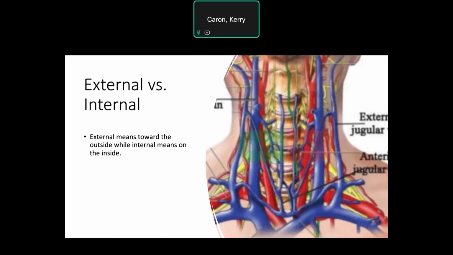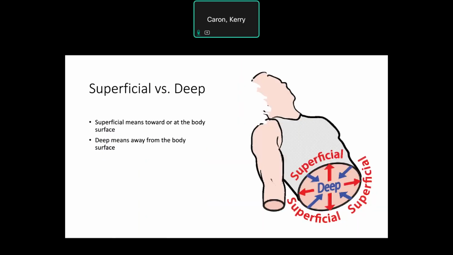External means toward the outside, where internal means toward the inside. So your external jugular vein versus your internal jugular vein. Superficial means toward the surface of the body, whereas deep means away from the body surface, kind of deeper towards your core. Or superficial means toward the outside of your body or the body's surface.